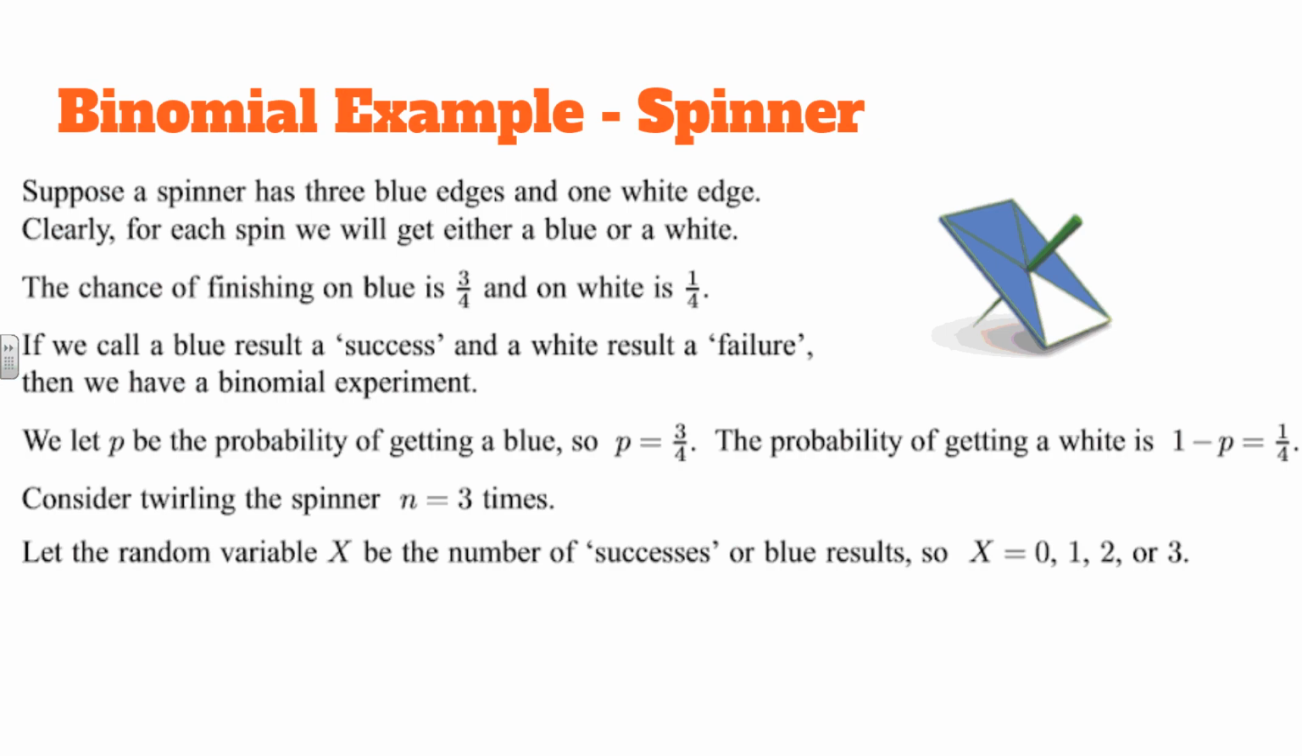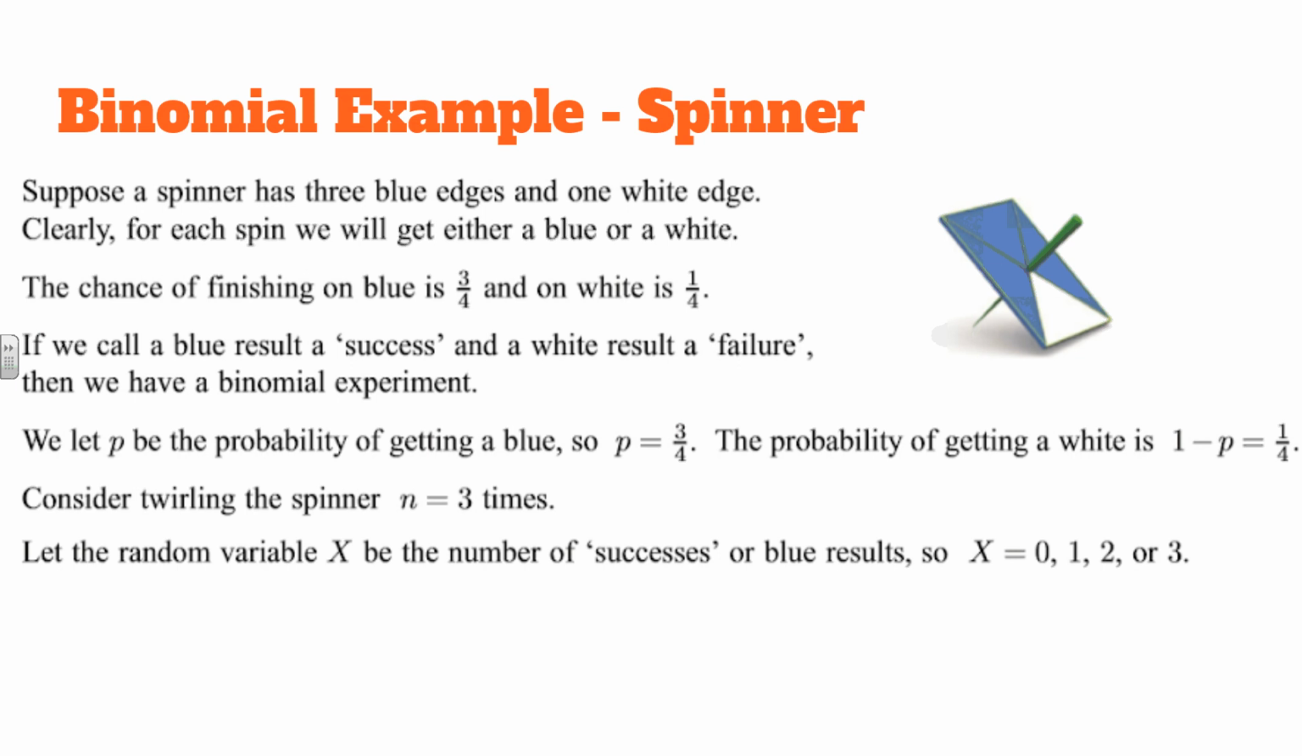All right, let's look at this quick example, looking at this spinner here on the right. It's a square spinner, and three of the four values on this spinner are blue, and one of them is white. So clearly the probability of landing on blue is 3/4, and the probability of landing on white is 1/4. We would say that a success is a blue and a failure is a white. Now, if we look at this, do we have a binomial setting?